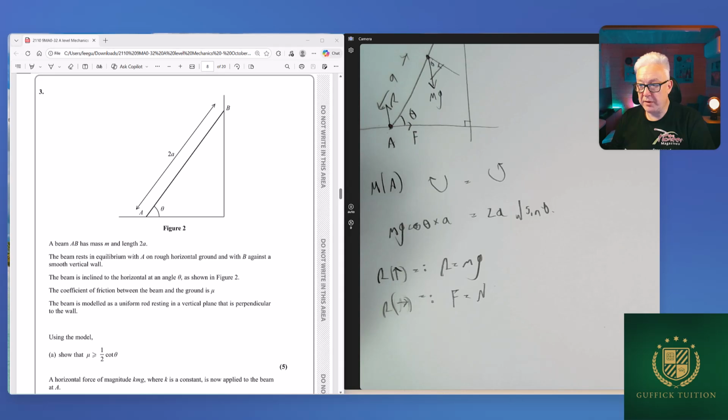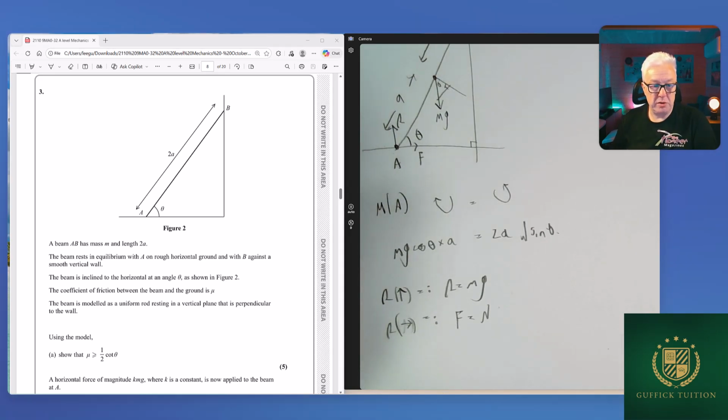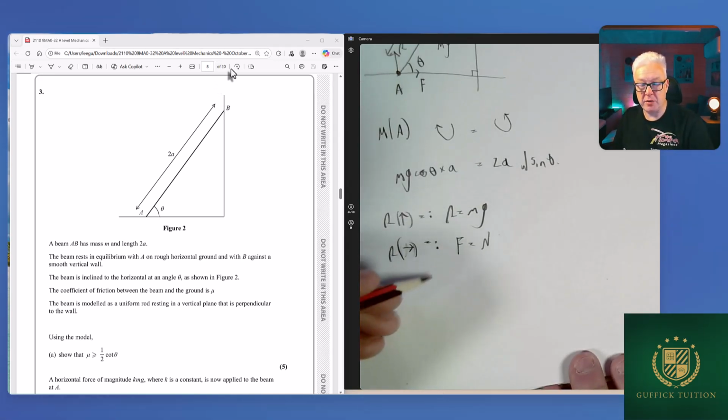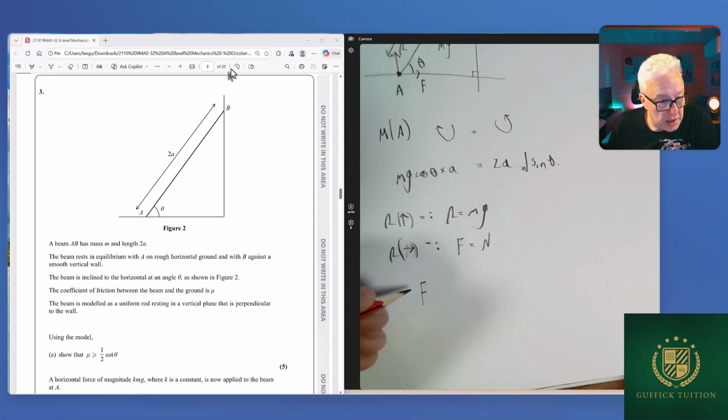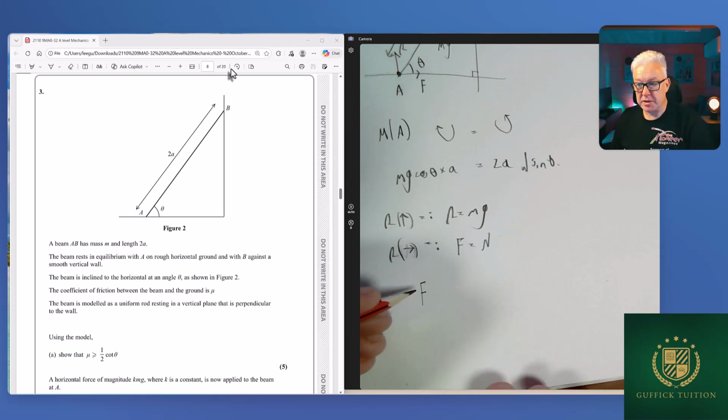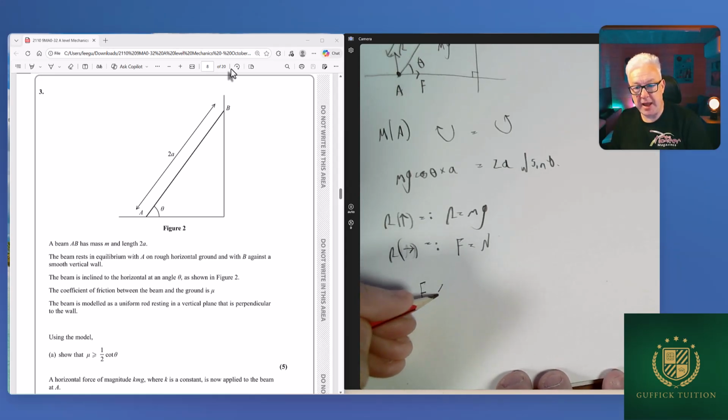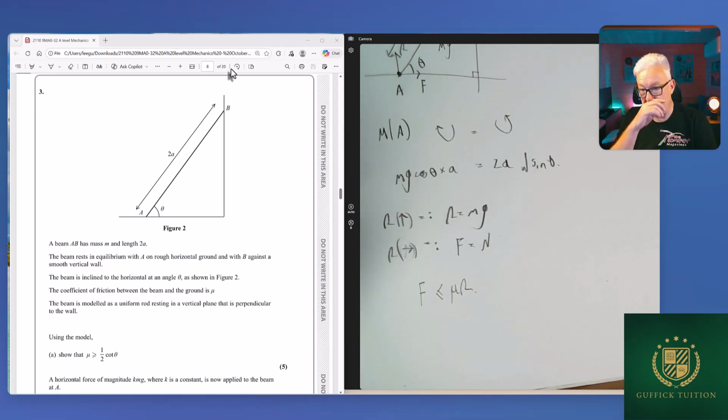Okay, so now we've got to use all this to try and get some expression for mu is equal to a half cot theta. That's our next step. Okay, so what do we know? Well, we know that we're in limiting equilibrium, so we can say that F is, are we in limiting equilibrium? No, we're not necessarily in limiting equilibrium, but we're in equilibrium. So what we can say then is that F is going to be less than or equal to mu R.